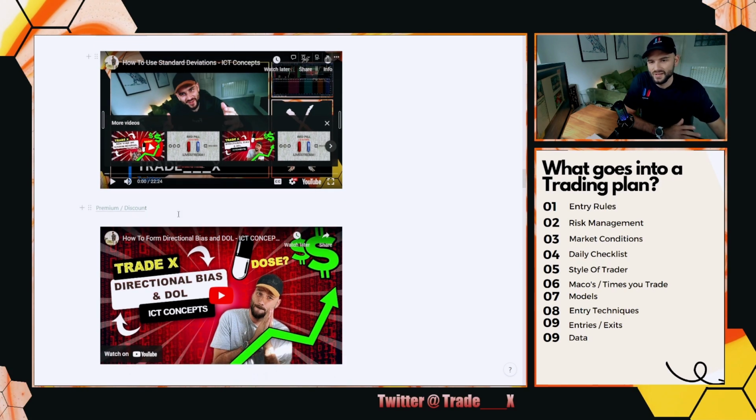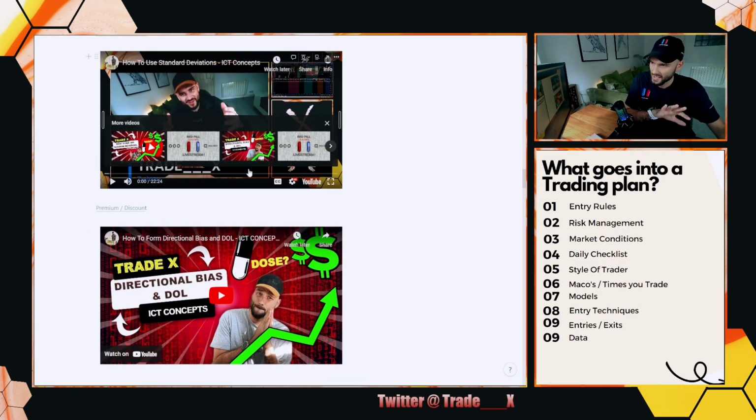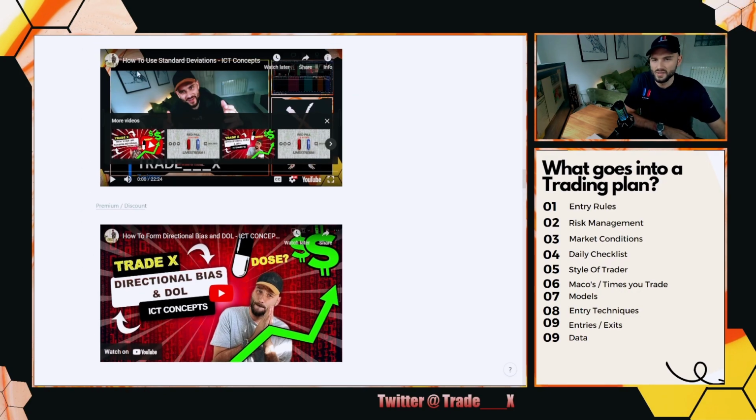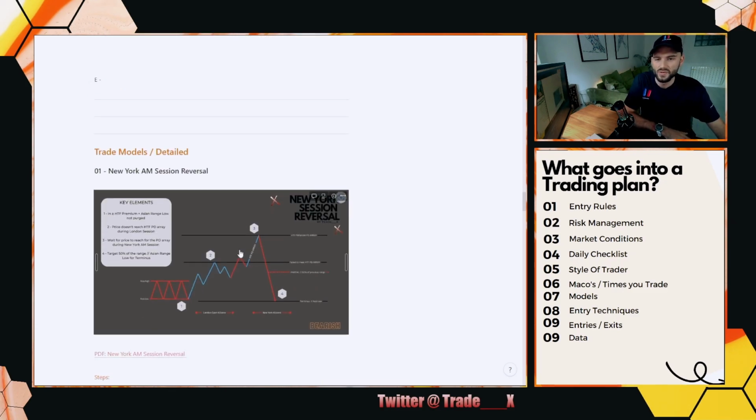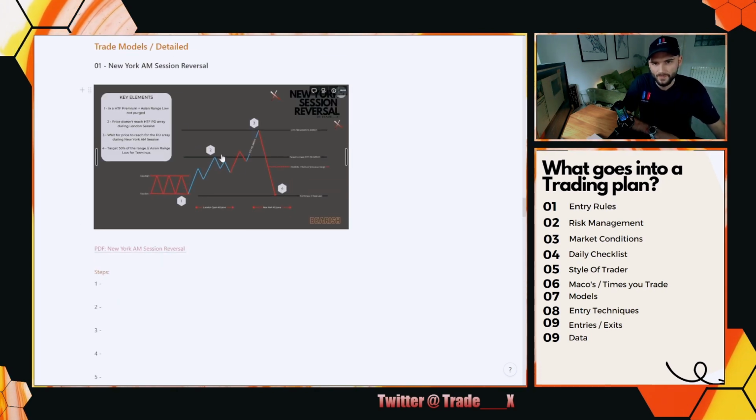So standard deviations, are you looking at premium discount? For example, in a New York AM session reversal, I'll be looking at the equilibrium of a range, right? So you need to understand premium discount and the fundamentals of what price is doing. Get it inside of your trading plan, right? So what are the targets you'd be looking at inside of models? And then we start getting detailed, right? A detailed breakdown of the models we are looking to trade.